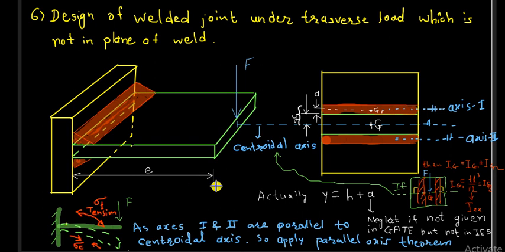Before that, let me explain this parallel axis theorem. Here you can see axis 1 and 2 are parallel to the centroidal axis passing through the center of gravity, that is the CG of the complete weld system. That means all three axes are parallel to each other. So we can apply the parallel axis theorem here, right? The same is not true if the loading condition is like that or the fillet weld is like this. So we will discuss only this.